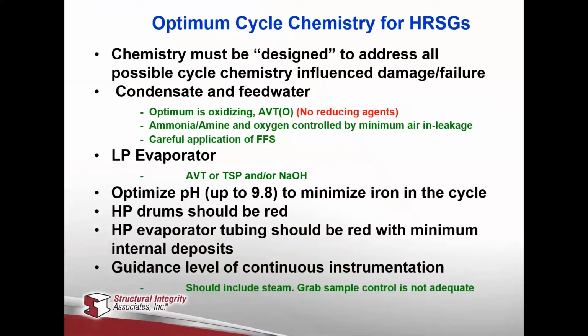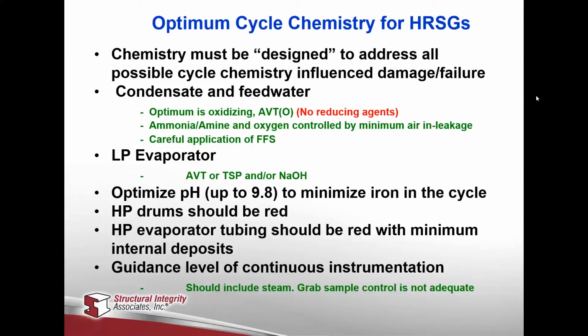So first of all, let's have a look at what we consider are the important aspects for optimum cycle chemistry control. And these are not really ours specifically, and all of them have been around for more than 25 years as the key features for optimizing the chemistry on combined cycle plants. And some of them still are not fully adopted. So the first thing is that we like to see that the chemistry is designed to address all the possible cycle chemistry influenced damage and failure mechanisms. And I'll outline the important ones for you.